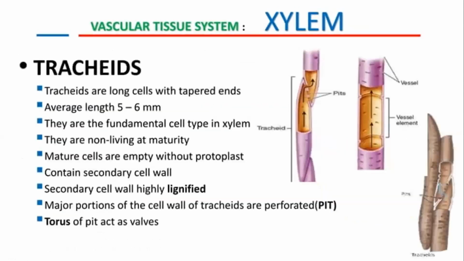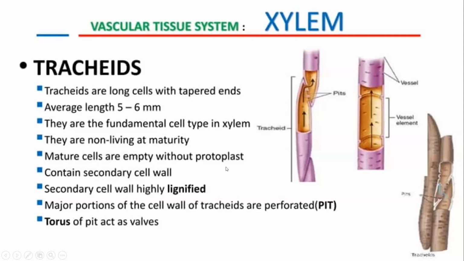So the first one is the tracheids. Tracheids are long cells with tapered ends, and the average length is 5 to 6 millimeters. They are the fundamental cell type in the xylem. They are non-living at maturity. Tracheids are non-living cells, and mature cells are empty without protoplast.